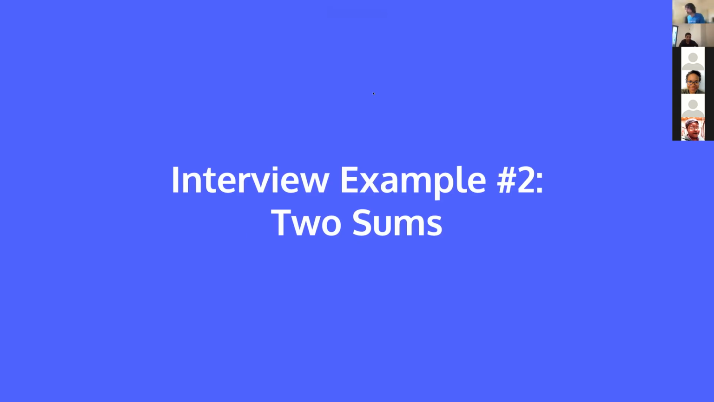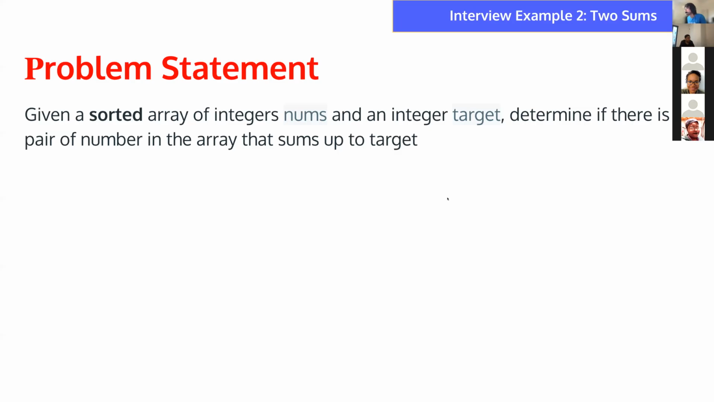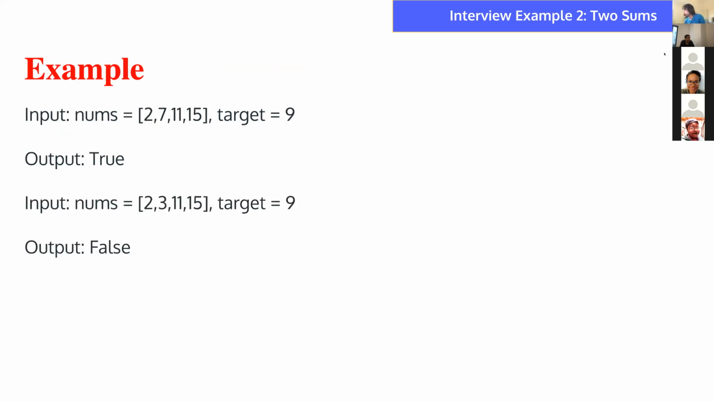Okay, cool. So we're going to jump into a second question. This is called two sums. The question here is essentially going to be around finding if there are two integers in a list that add up to a specific number.